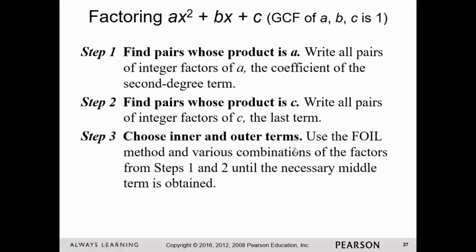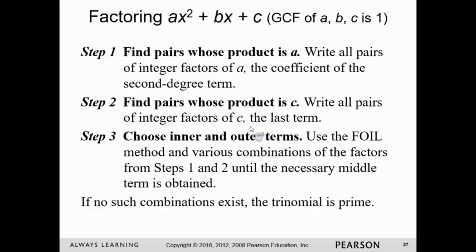Then we choose inner and outer terms. We use the FOIL method in various combinations of these factors from steps 1 and 2 until the necessary middle term is obtained. So that's why it's often called a guess and check method. You try out these factors until, when you use the FOIL process, it works out to the original trinomial. And if there is no such combination, the trinomial is prime.